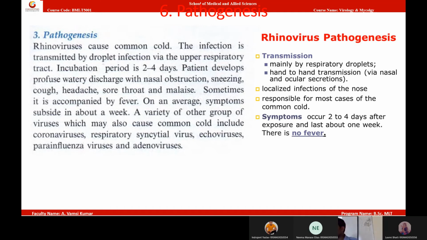Okay. So incubation period is 4 days. Incubation period, side heading, 4 days.